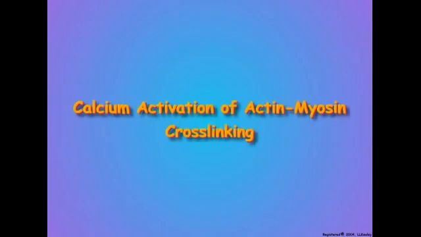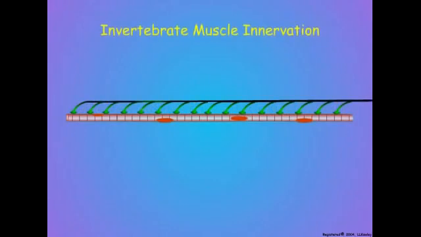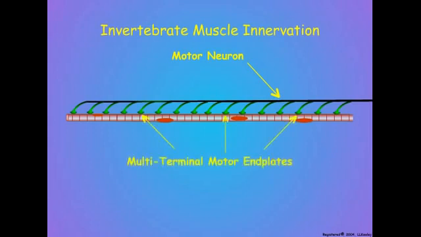This scene shows the events that activate muscle contraction and the biochemical details of cross-linking and sliding of the actin filaments by the myosin heads. The cycle starts when an electrical impulse from a motor neuron stimulates a muscle fiber. Invertebrate animals may have 1, 2, or 3 motor neurons that control the contraction of a single muscle fiber, and each motor neuron has multiple end plate junctions spread over the fiber surface.